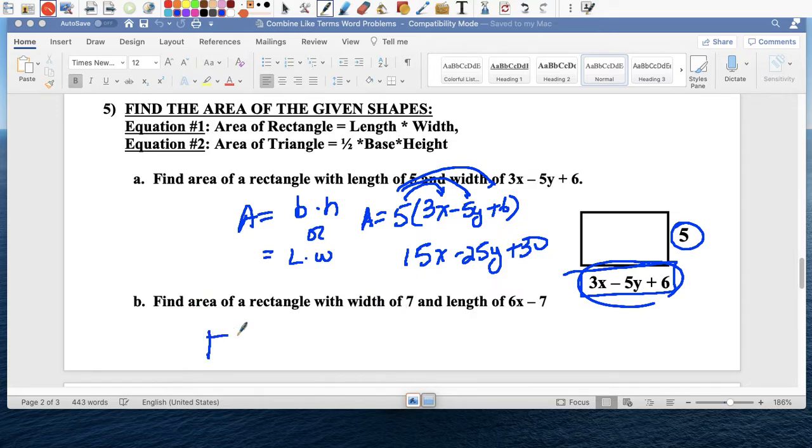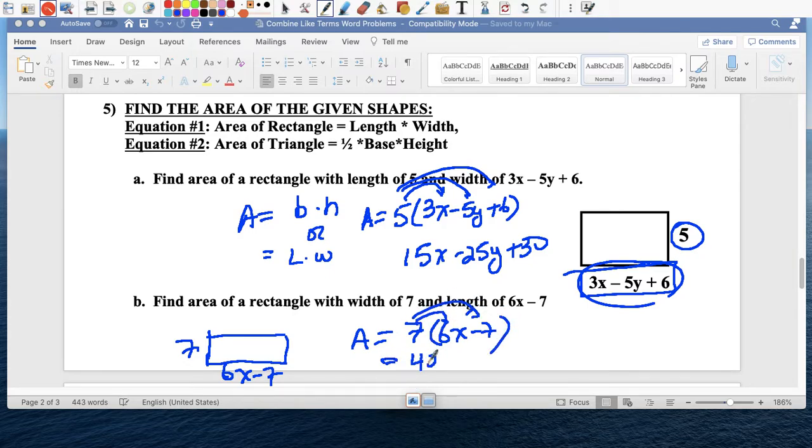Bottom, again, another rectangle. Draw it, guys. That's 7. This is 6x minus 7. So how do you find the area? You multiply those sides, right? One side times the other side. It's 7 times the other side, which is an expression, 6x minus 7. Do the distributive property, and you get 42x minus 49.